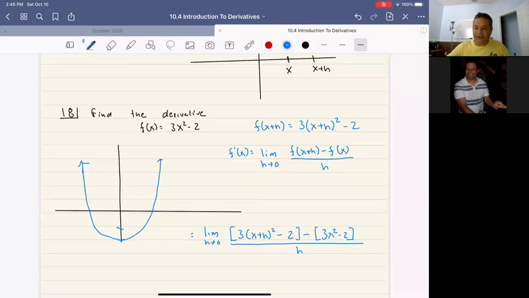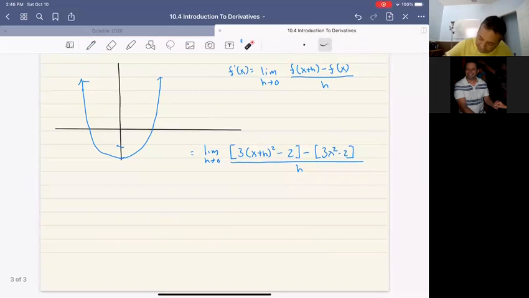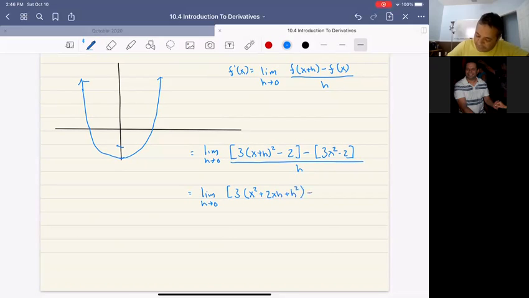Okay, now the next thing we're going to do, we're going to expand this term. We're going to FOIL that out. So we're going to get the limit as h goes to 0 of 3 times x squared plus 2xh plus h squared, minus 2, minus 3x squared minus 2, divided by h. Okay. All right.